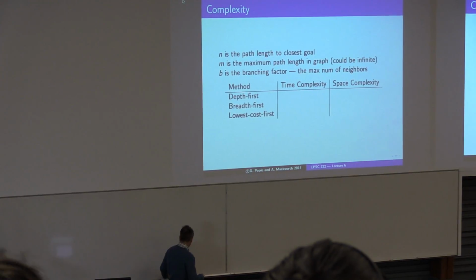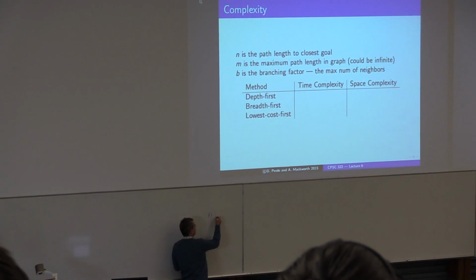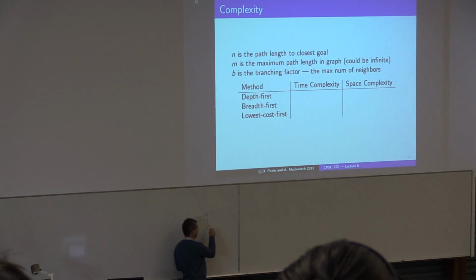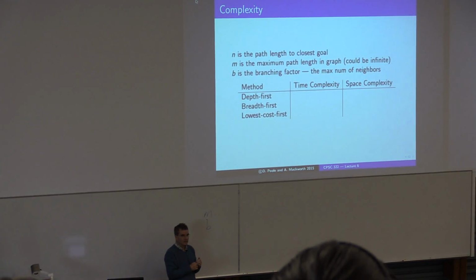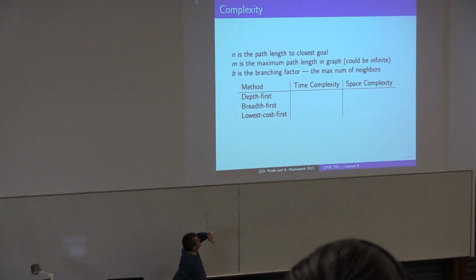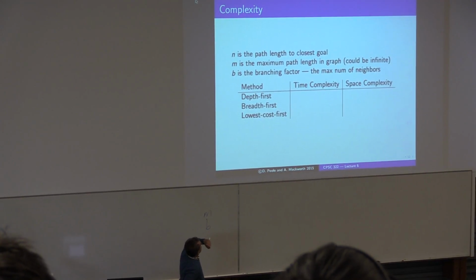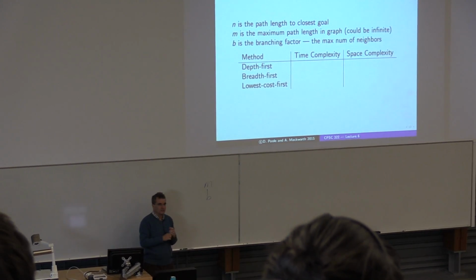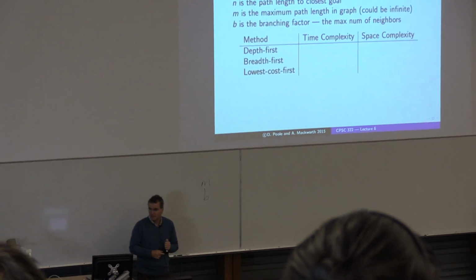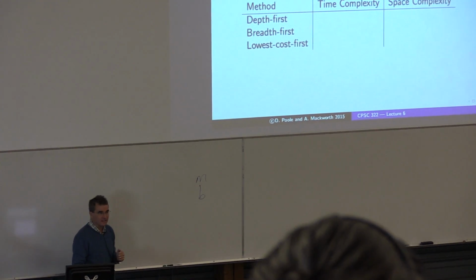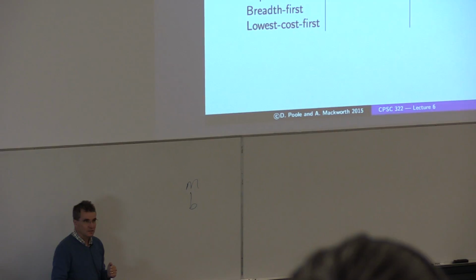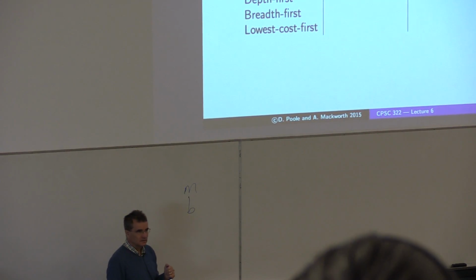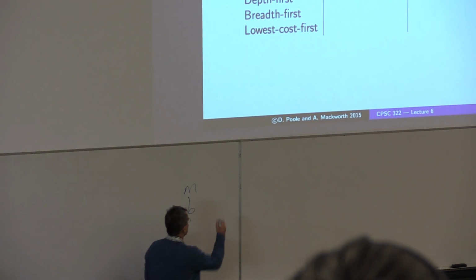M, right, depends on M. Oh, depends on M. What else? B. Okay. The worst case complexity doesn't depend on the path length to the closest goal, because basically it searches this big graph until it sort of stumbles across this. What's the time complexity? Right, it's b to the m.